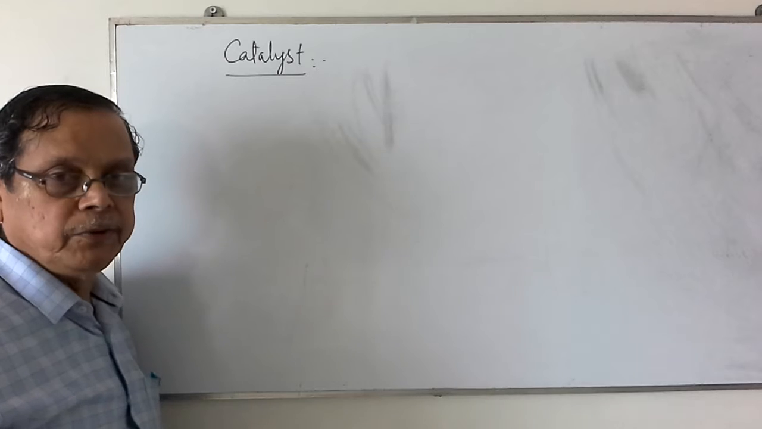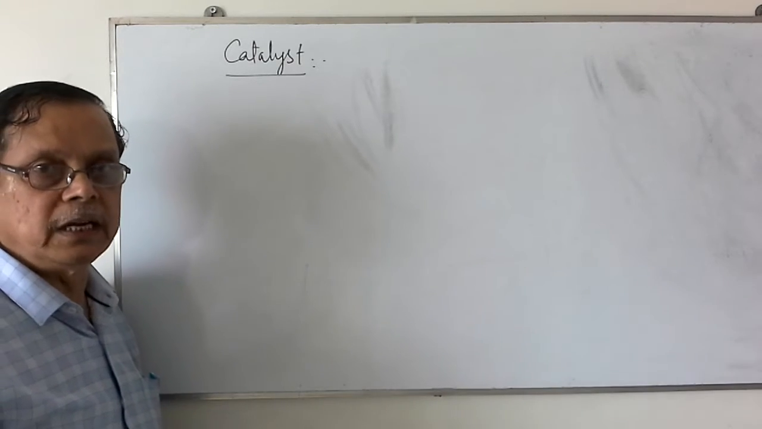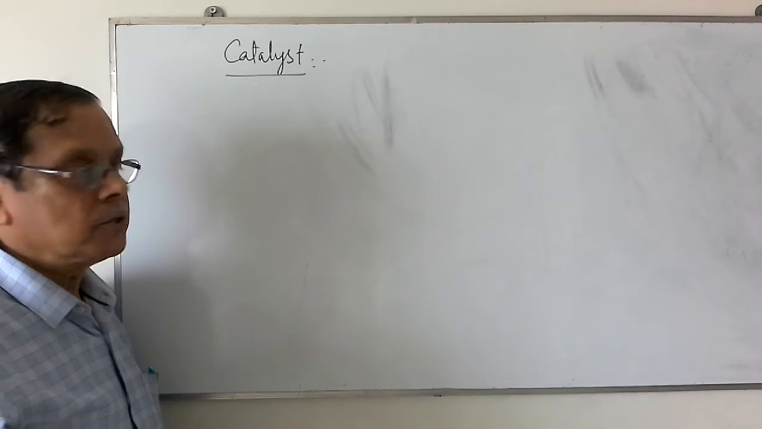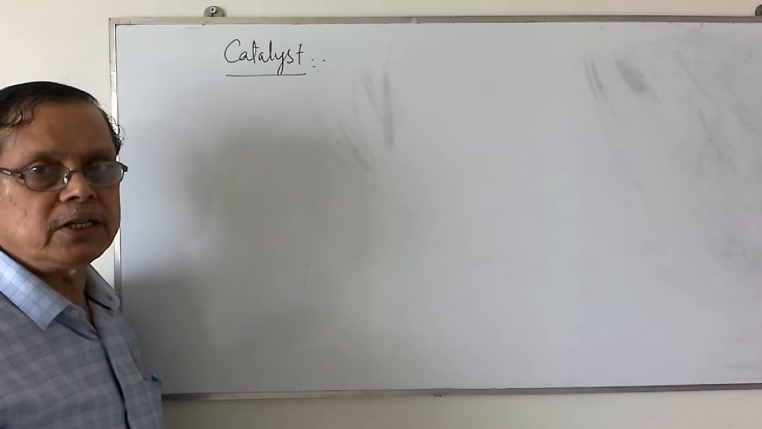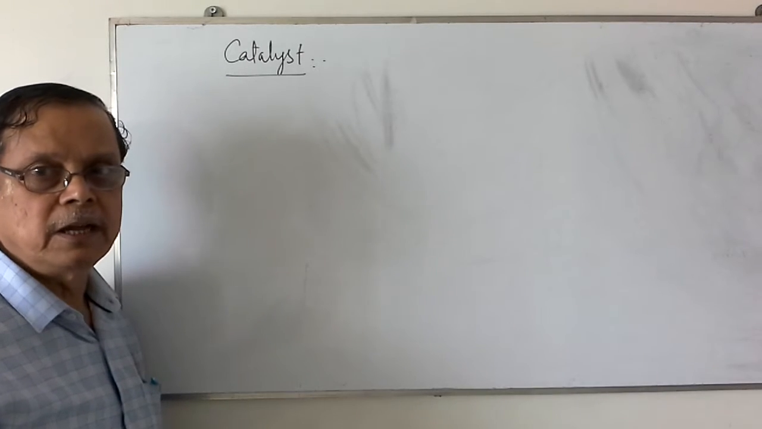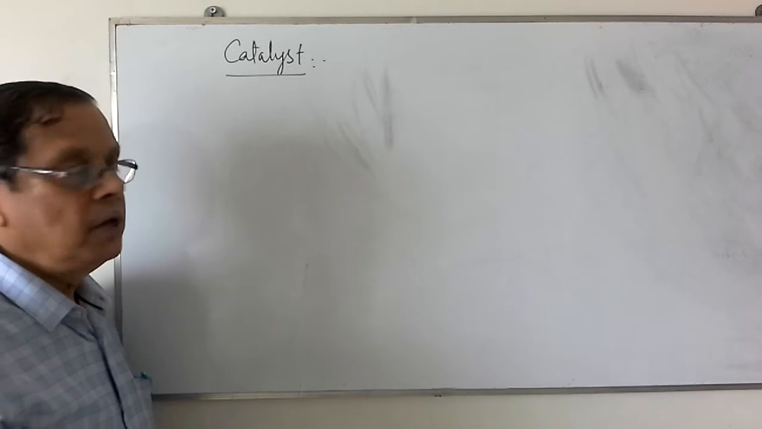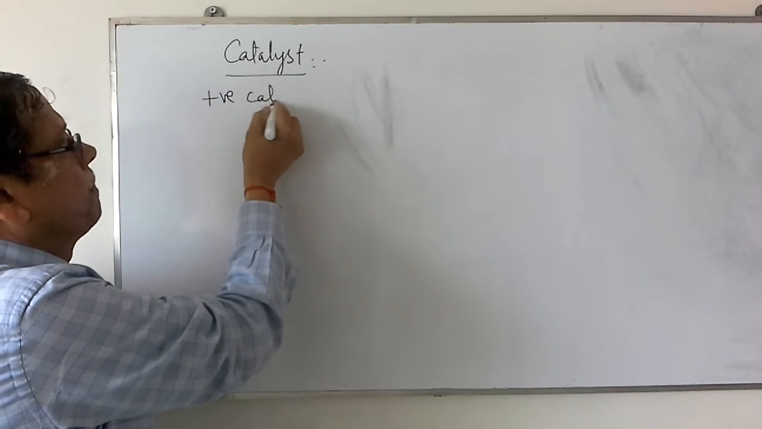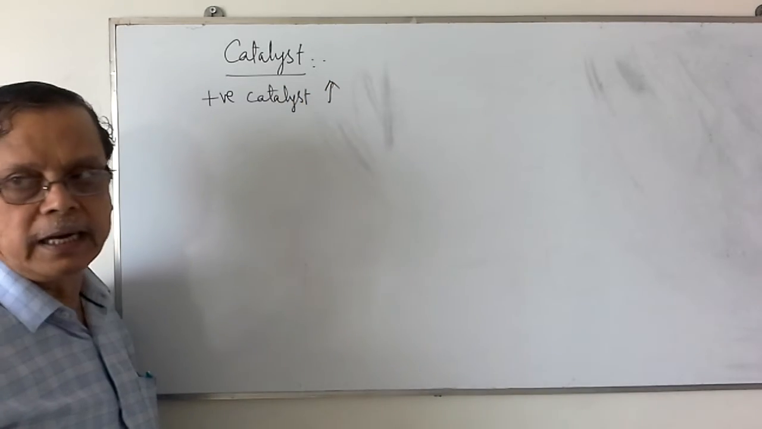In one of the previous videos I told you there are three types of catalyst. One is positive catalyst, the other one is negative catalyst, the third one is auto catalyst. A positive catalyst increases the rate of reaction. A negative catalyst decreases the rate of reaction, while an auto catalyst is a substance that is released during the reaction and which acts as the catalyst. When we say catalyst, it is usually the positive catalyst, which increases the rate of reaction.